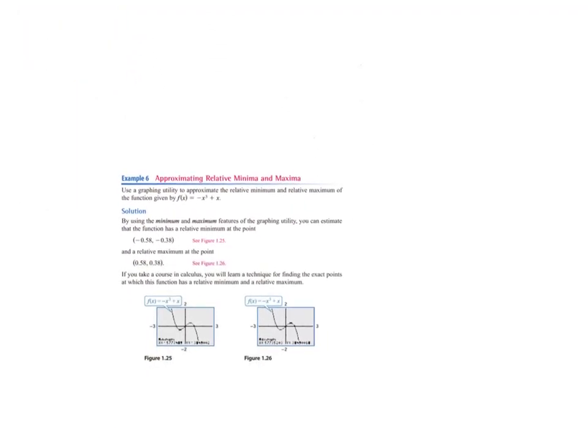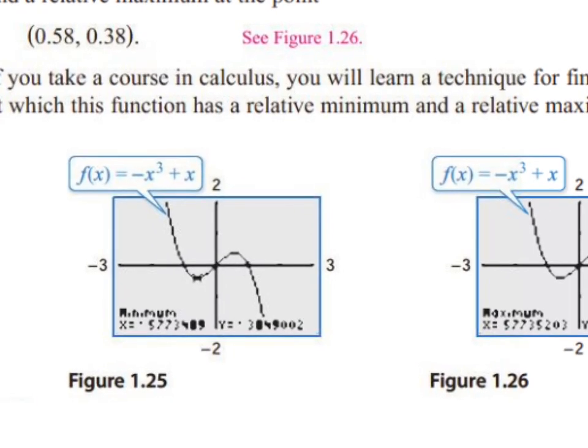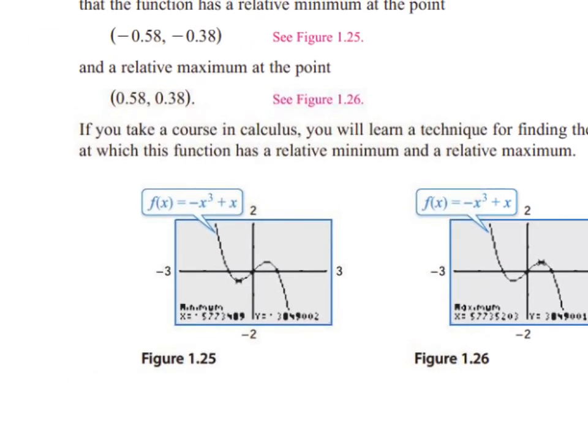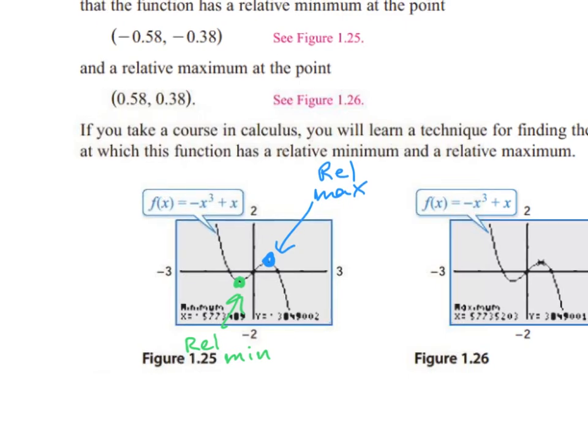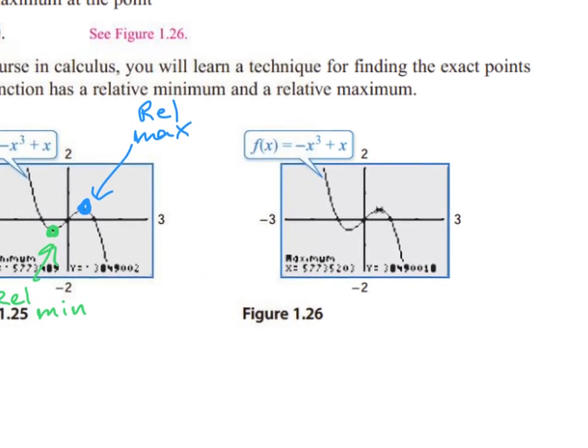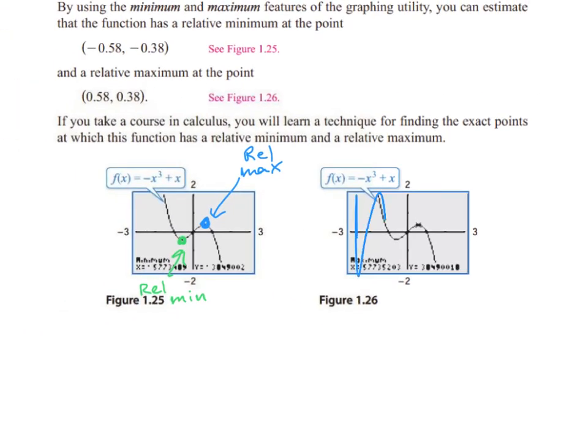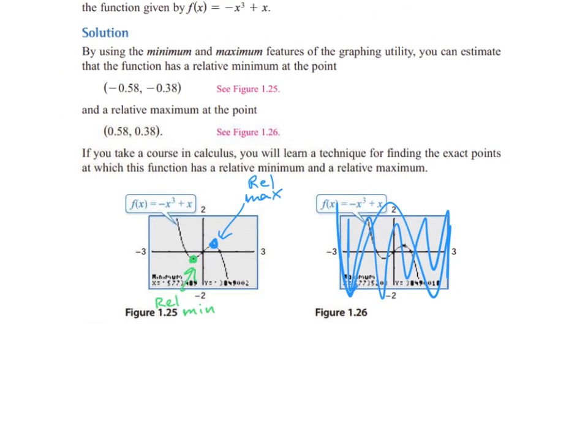So looking at our example down here, our relative max would be this point. And then our relative min would be the valley that's down here. This one's the same exact thing, so just know that the relative max is like the top of the mountain, relative min is the low point. Any questions?